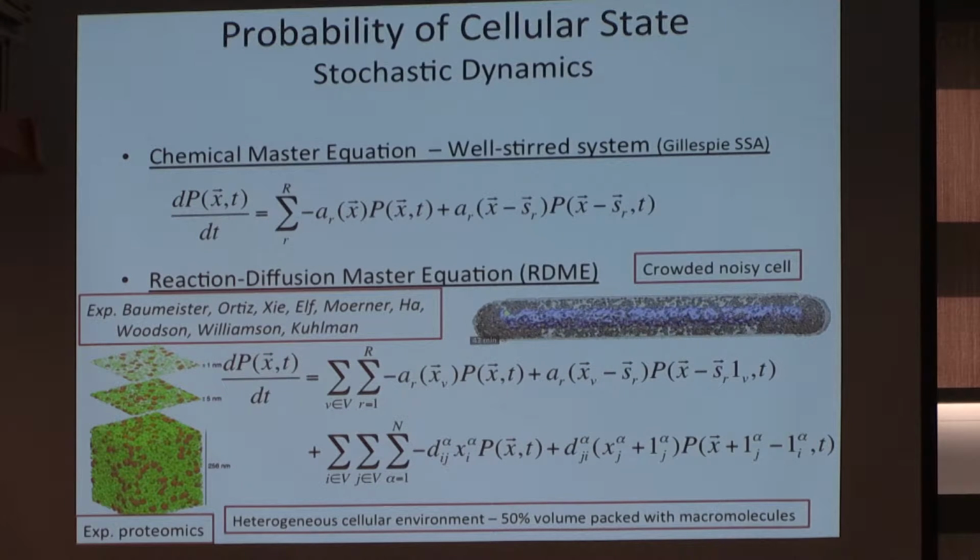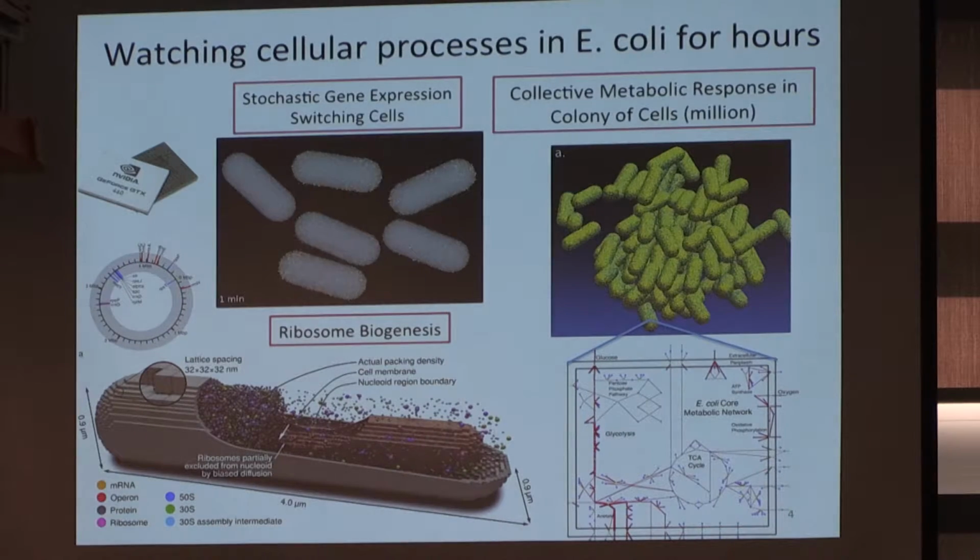And I don't think I have to tell any of you that the cell is really crowded. If you go and look and put in all the particles that are there, you almost don't see any open space until you take a slice through and turn it on its side. So it's about 50% packed with something. So we try to include that in the simulations as well.